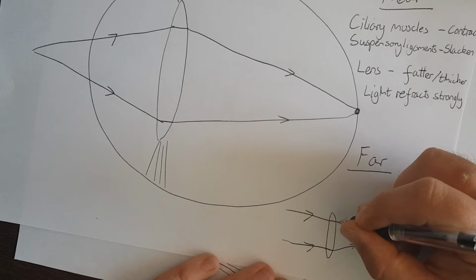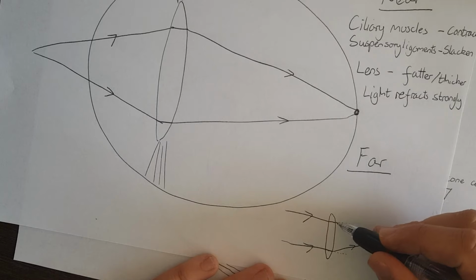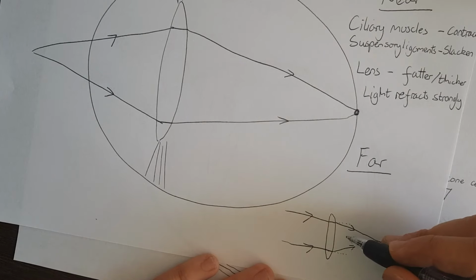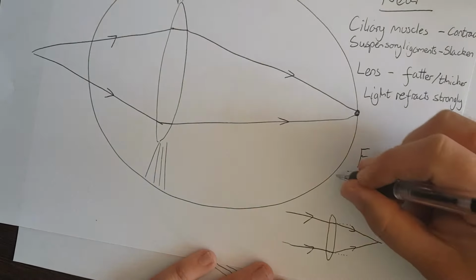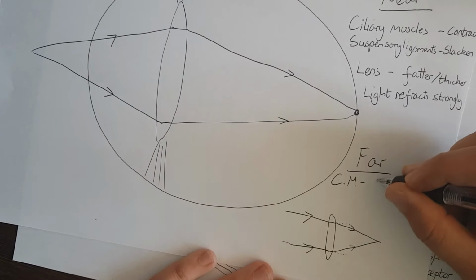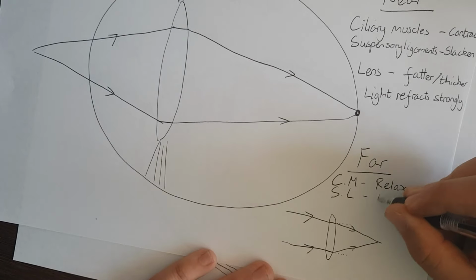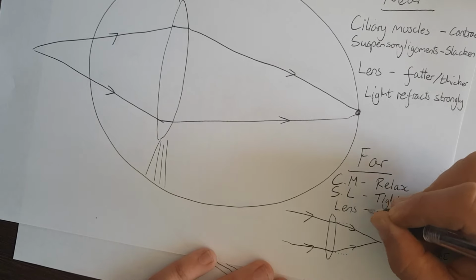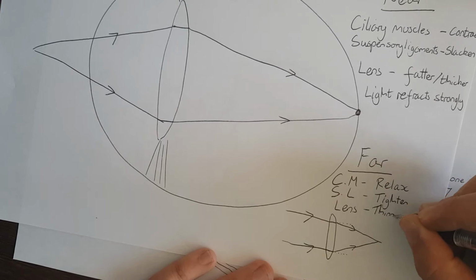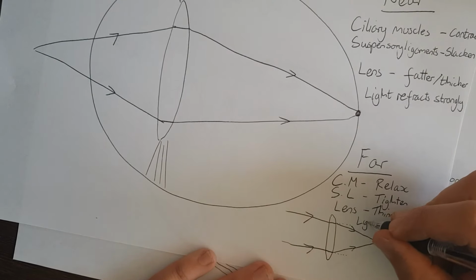If we want, we can draw the normal on there as well. And we'll just see that imaginary line that is perpendicular to the surface, so where the light is coming out or entering the medium. So when things are far away, our ciliary muscles will relax. Our suspensory ligaments are going to tighten. Our lens is going to be thinner. And our light is only going to be refracted slightly.